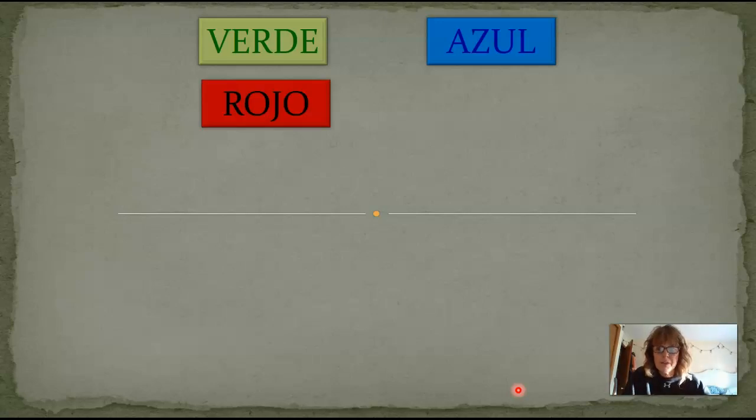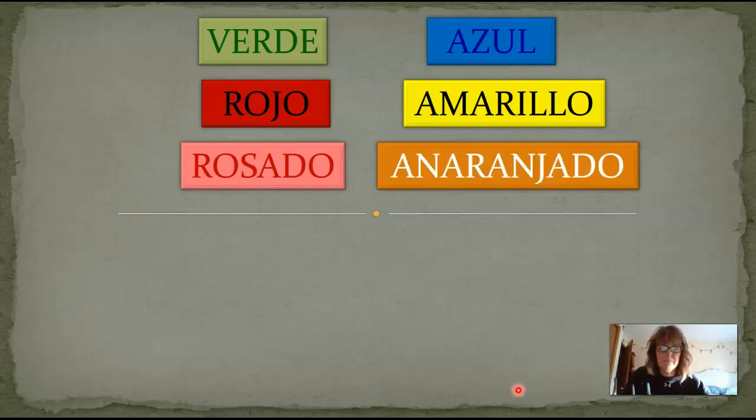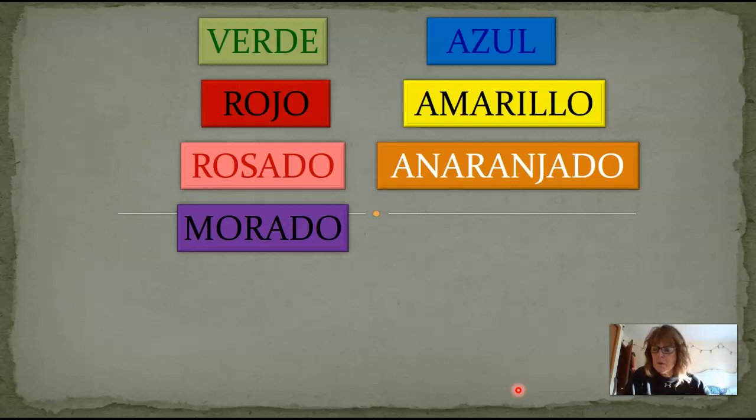Next one, rojo. Repitan rojo. Amarillo. Repitan. Okay, remember the double L makes that like tortilla sound. So amarillo, amarillo. Rosado for pink. Next one, repitan rosado. Big long word. Anaranjado. Repitan. Anaranjado. You may have to say that a few times. Next one for purple or kind of maroon. Kind of looks like the word maroon a little bit. Morado. Repitan.